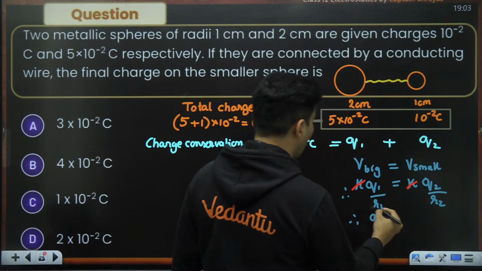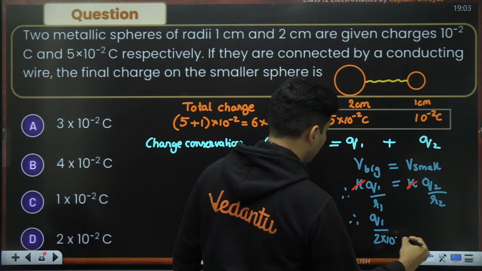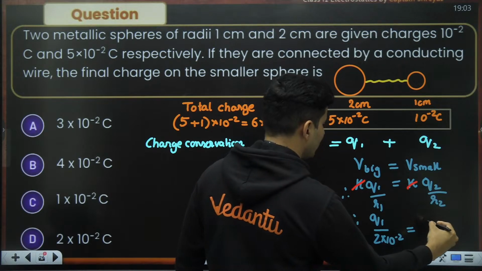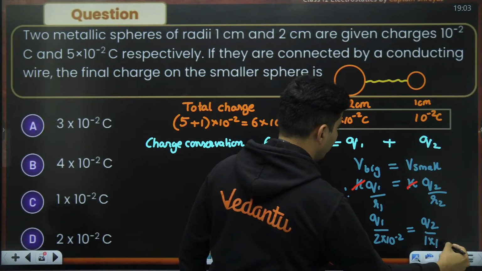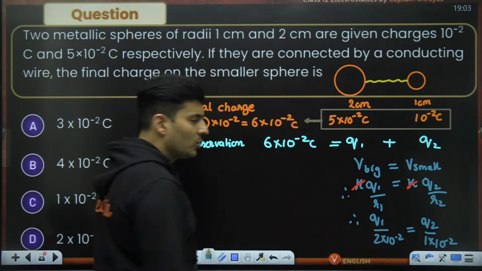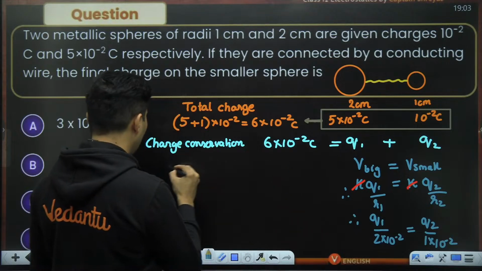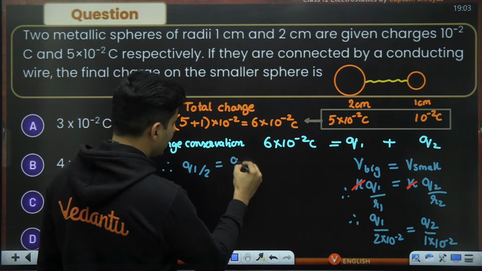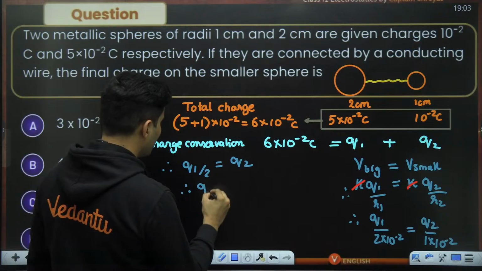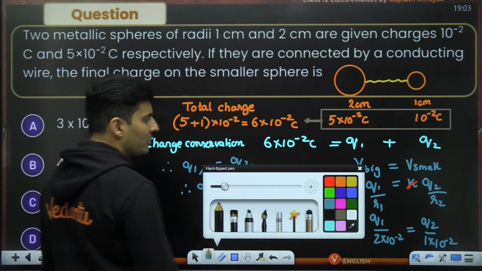So Q1 by R1, what is R1? It is 2 centimeter. So 2 into 10 to the power minus 2 meters. Q2 is, I don't know. R2 is nothing but 1 centimeter. Okay, 10 to the power minus 2 will cancel on both sides. So therefore, from this, I am getting Q1 by 2 is Q2. Therefore, Q1 is 2 times of Q2.